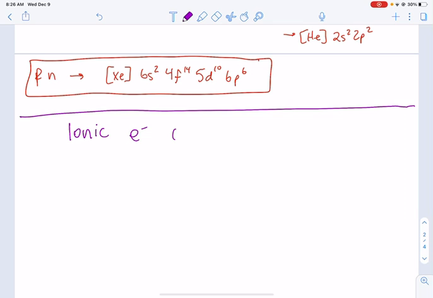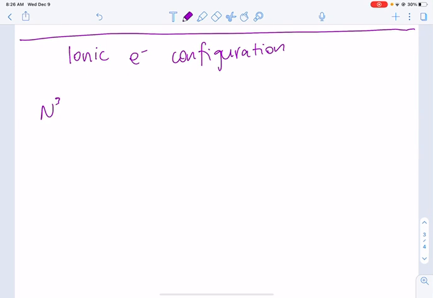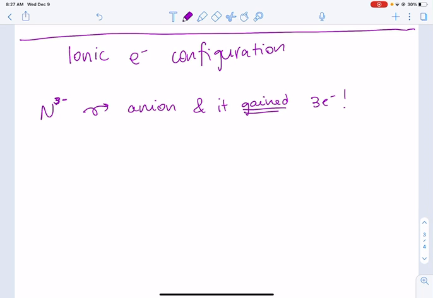Ionic electron configurations. You're like, no ions, Mr. Hicks, I can't do it. That's okay. It's really nothing special. Say, for example, you have N3-. What does that mean? It is an anion, and it gained 3 electrons. So to write out its electron configuration, we'll do the same for nitrogen.